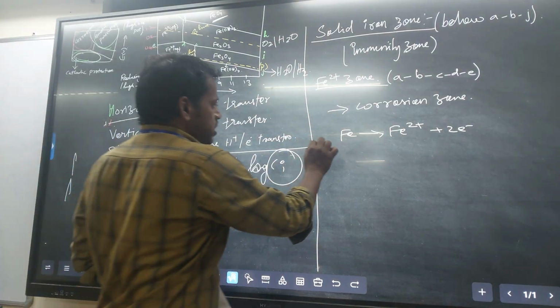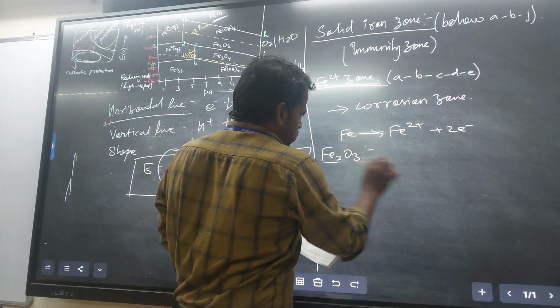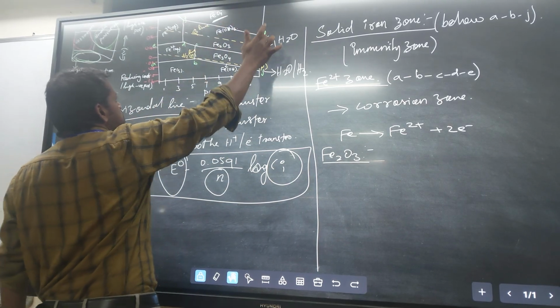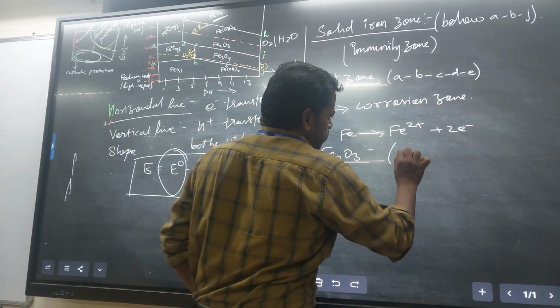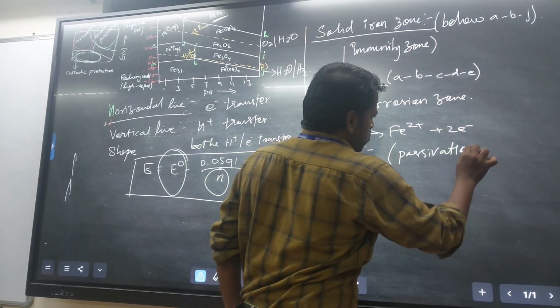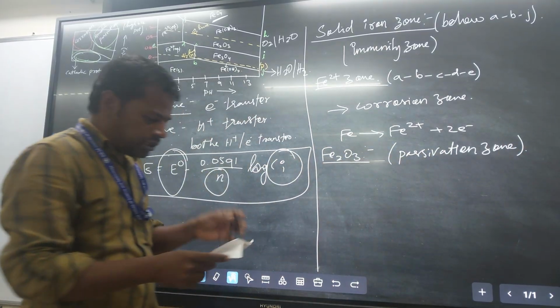Yeah, write it. Next, the Fe2O3 zone. Okay, Fe2O3 zone, that means here that is a passivation zone.